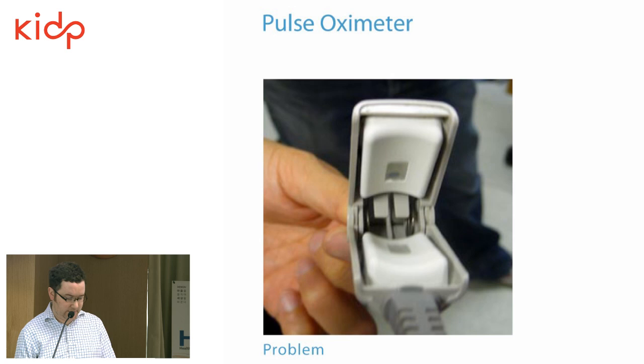This is a pulse oximeter. It's put on the end of your finger to measure the oxygen levels in your blood.